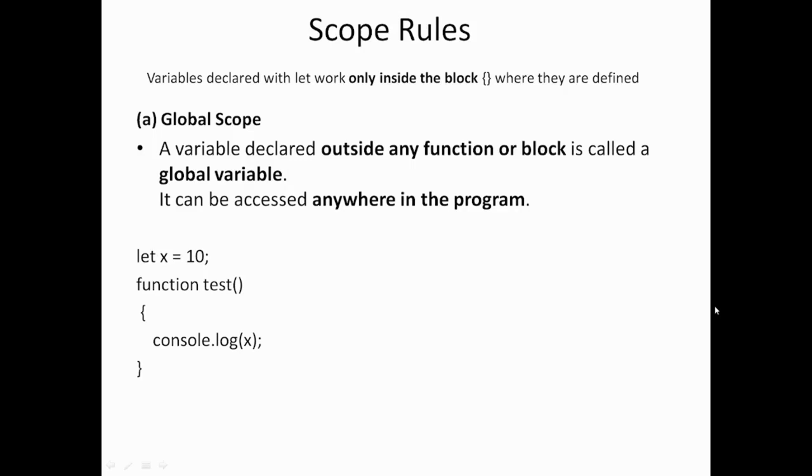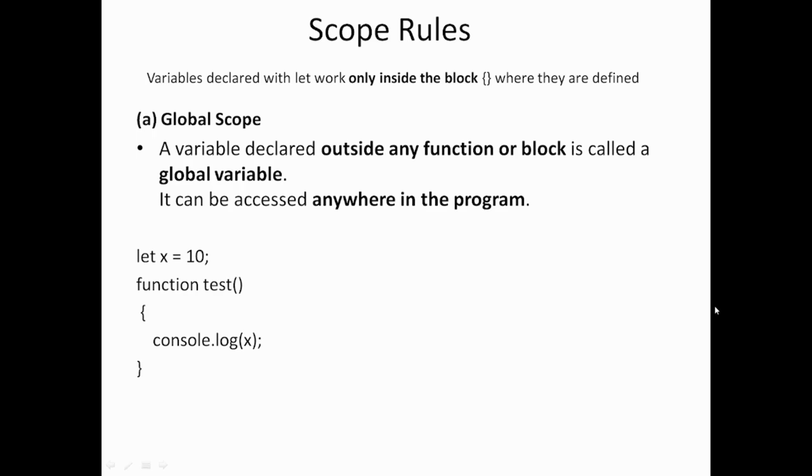Scope rules. A variable can be declared with let, and if it is declared with let, it will work inside the block where it is defined. That is called local scope. With global scope, a variable can be declared outside of any function or block. That is called a global variable. Once a variable is declared as global, it can be accessed anywhere in the program.